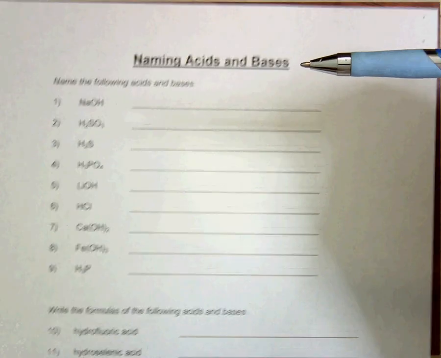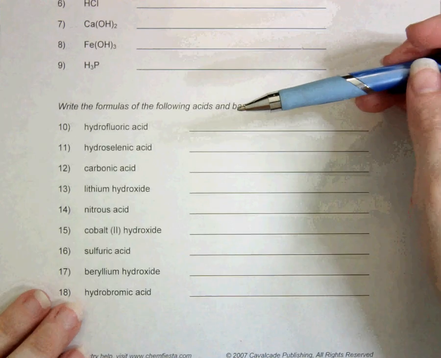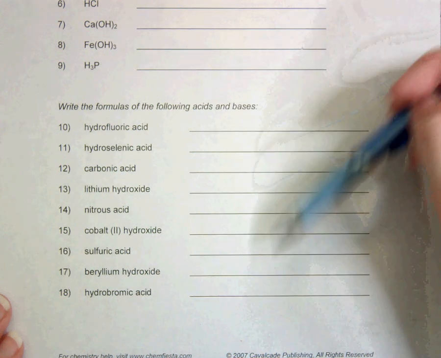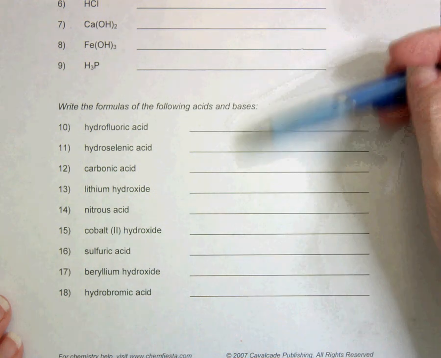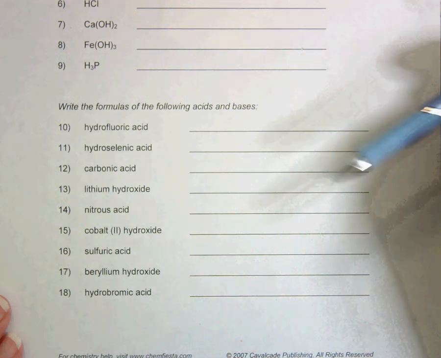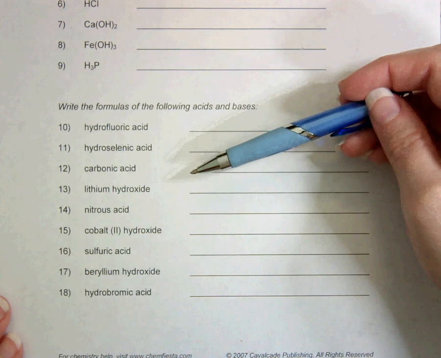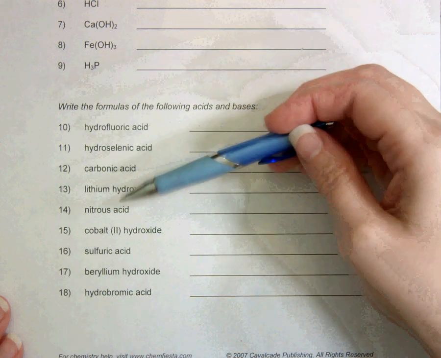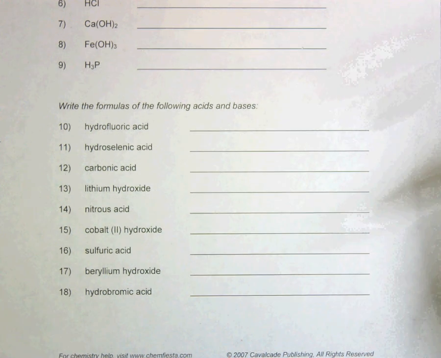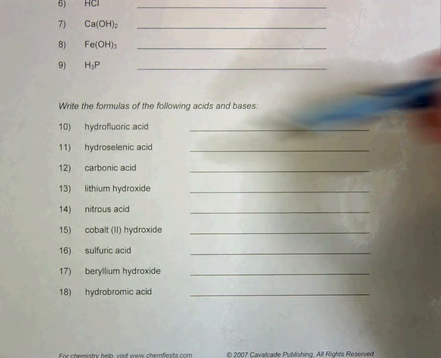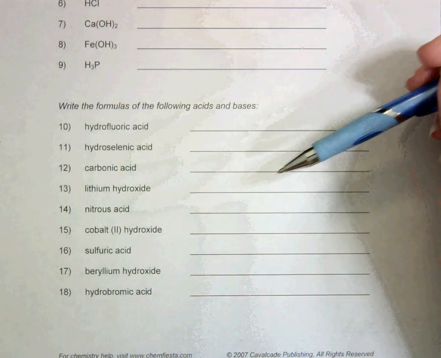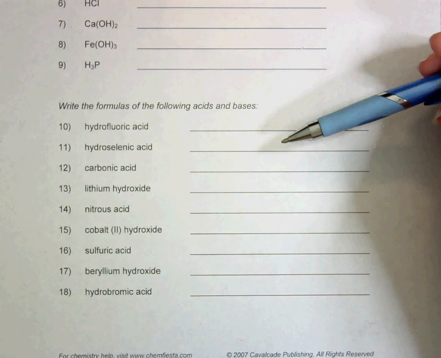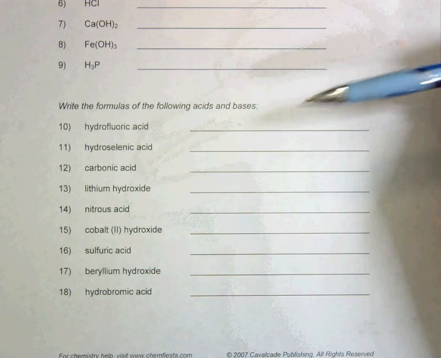And then you're going to do the opposite at the bottom, where instead of naming them, you're going to take the name and turn it back into the formula for the acid or base. The bases are fairly simple because you're just going to look at the names of the two things and put them together. But you do have to look up the charges of your ions and then make sure that your compound is a neutral compound, that the charges add up to 0 by using the crisscross method if you need to.